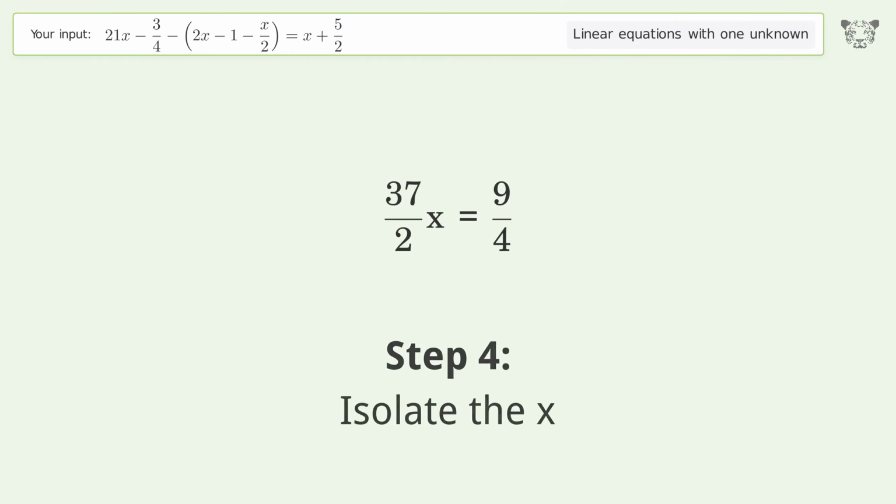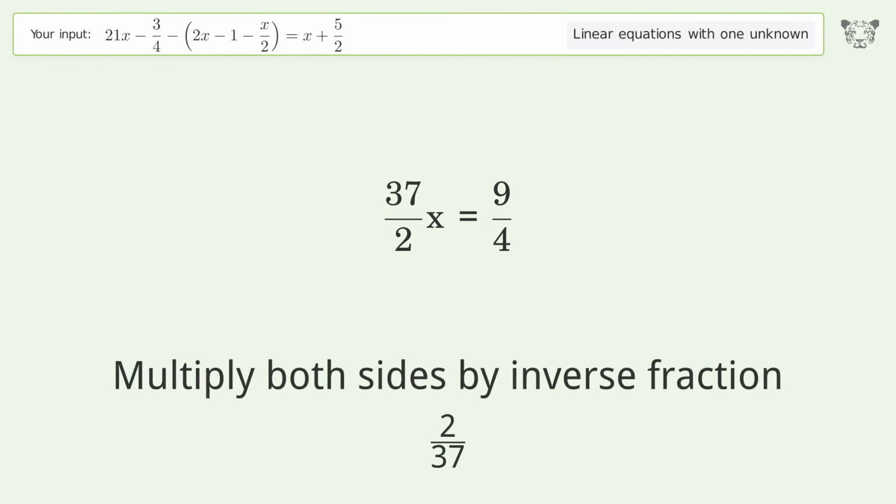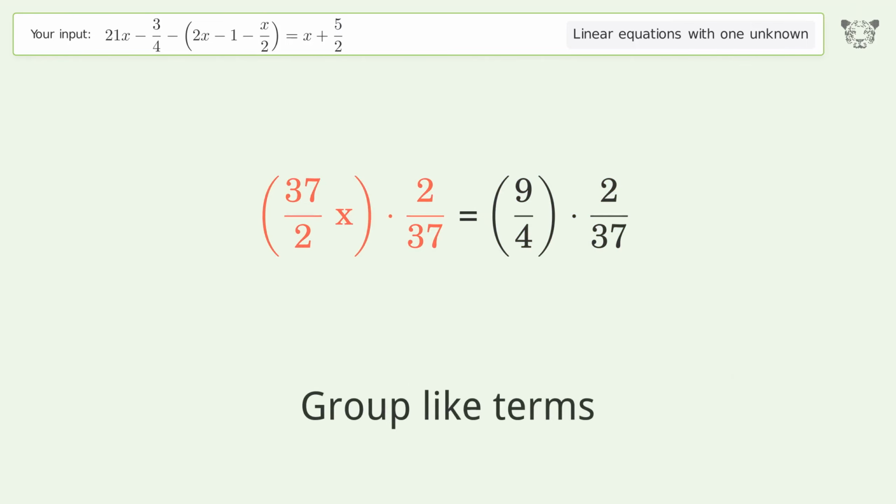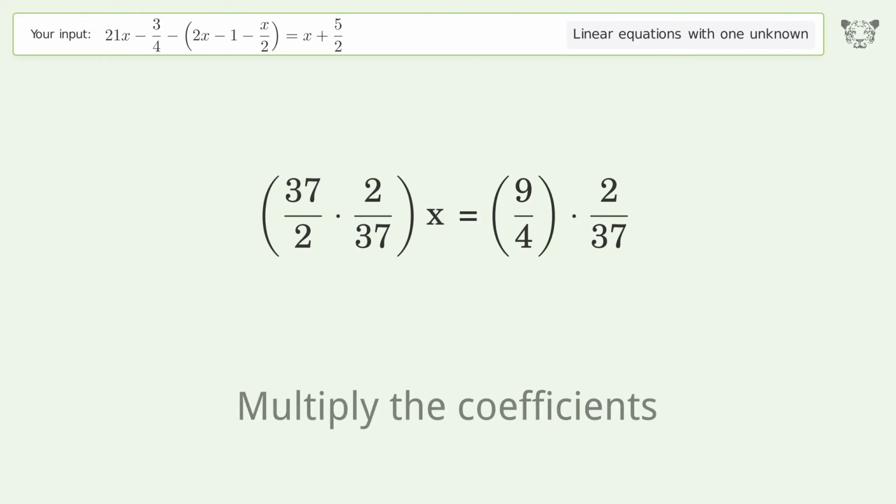Isolate the x. Multiply both sides by inverse fraction 2/37. Group like terms. Multiply the coefficients.